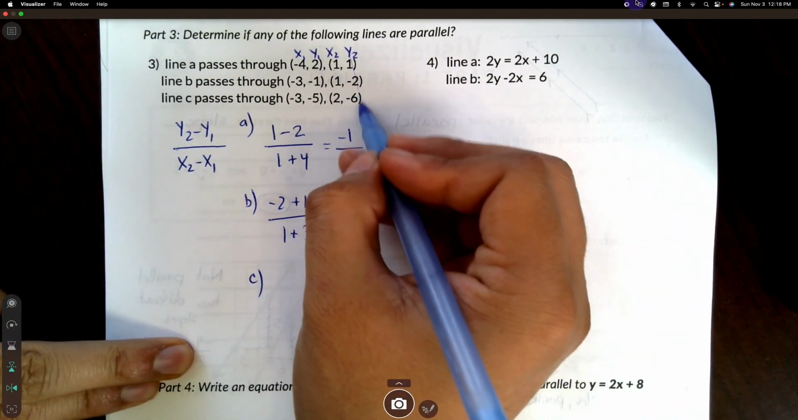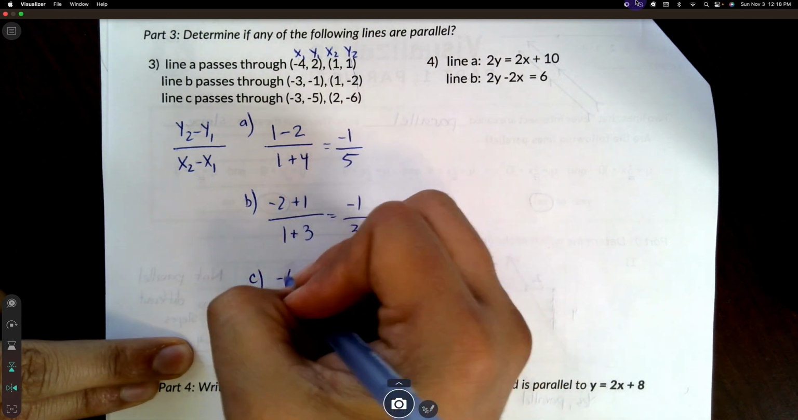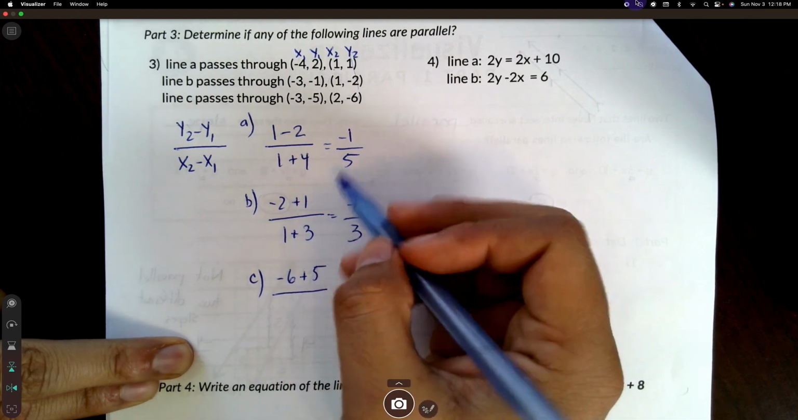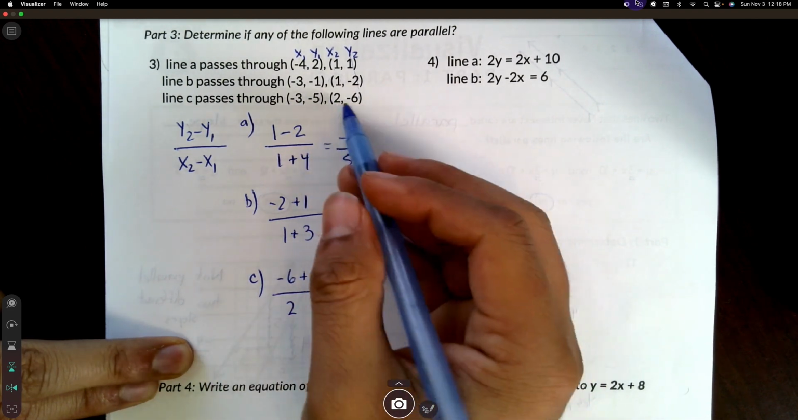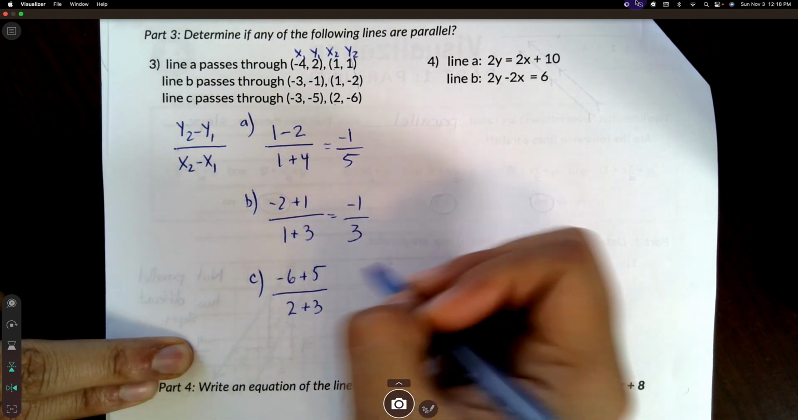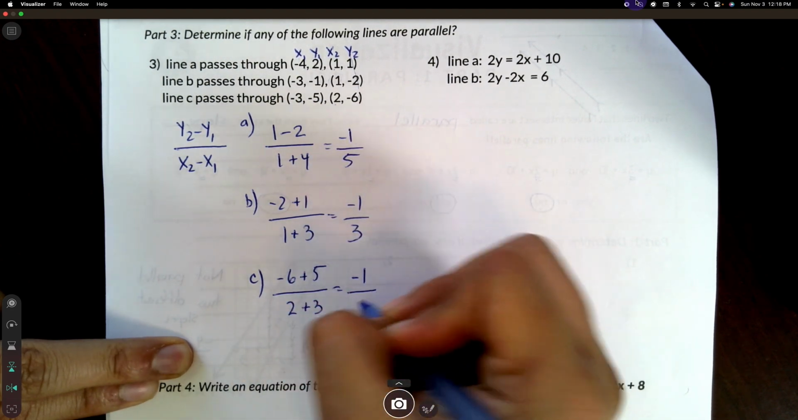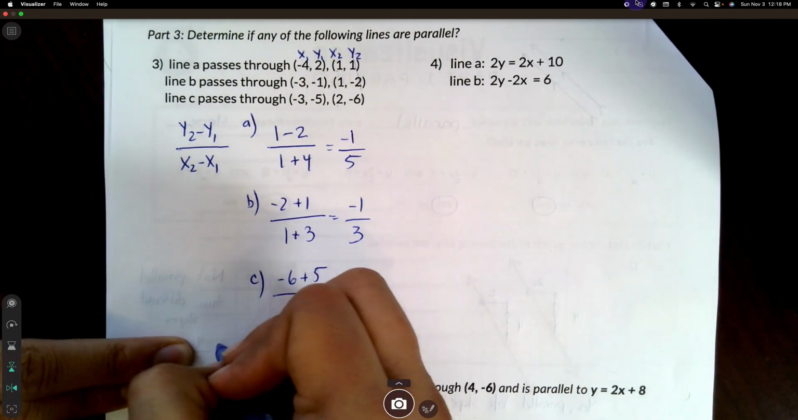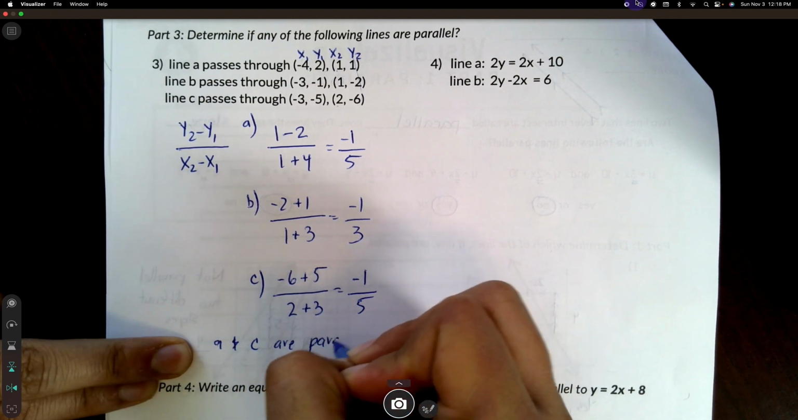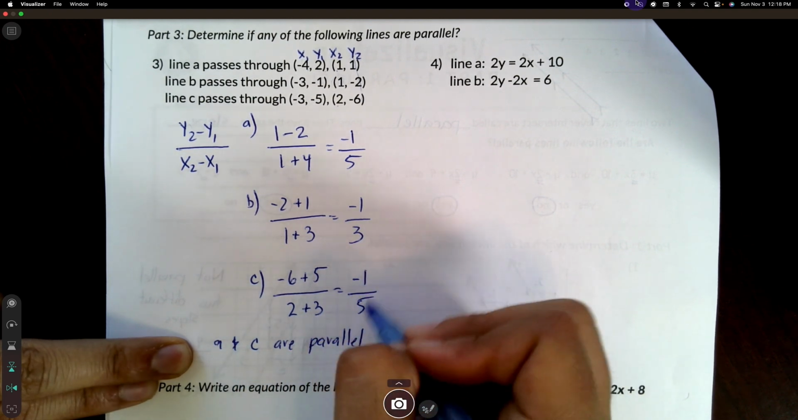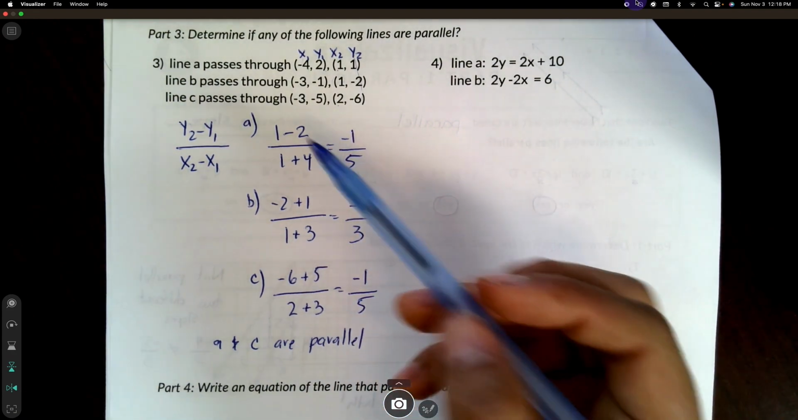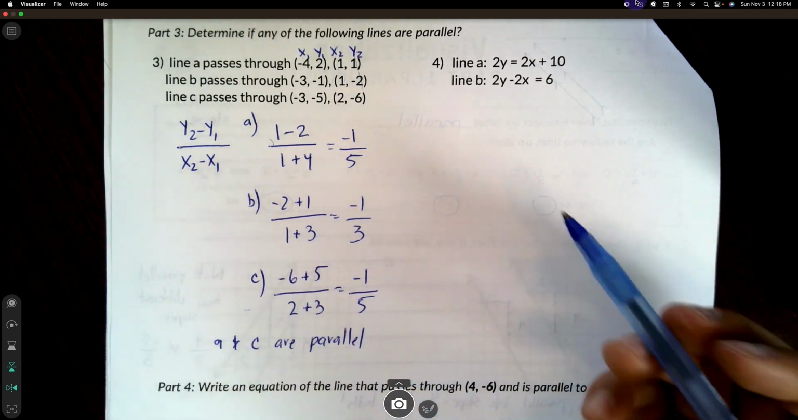Last one, negative 6 minus a minus a negative turns positive, so positive 5. And then 2 minus negative 3. So that's going to turn positive. So this is negative 1 over 5. So A and C are parallel, because this has a negative slope of 1 over 5, and this has a negative slope of 1 over 5. So they're the same. So A and C are parallel.